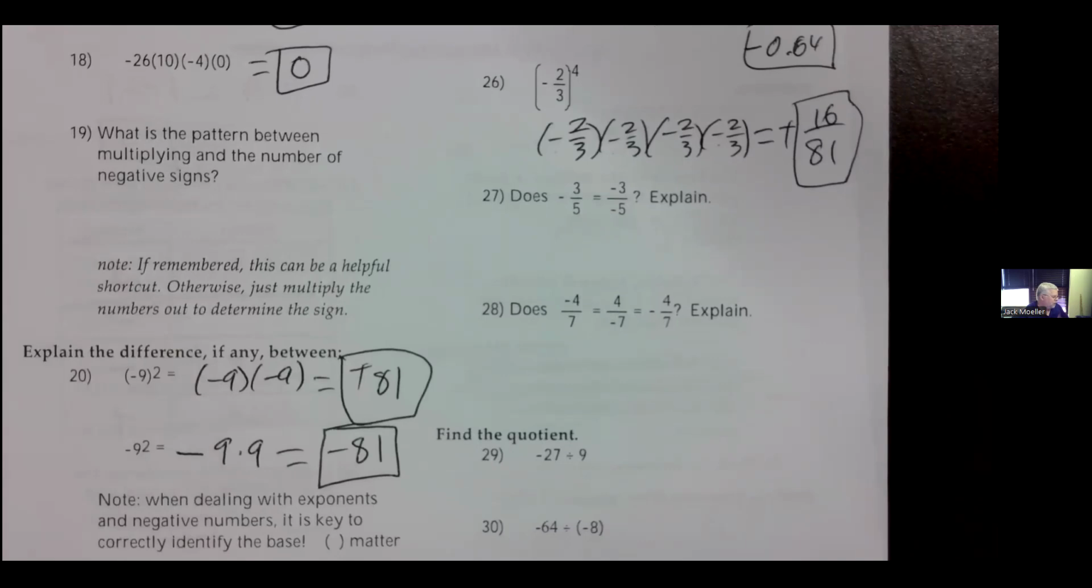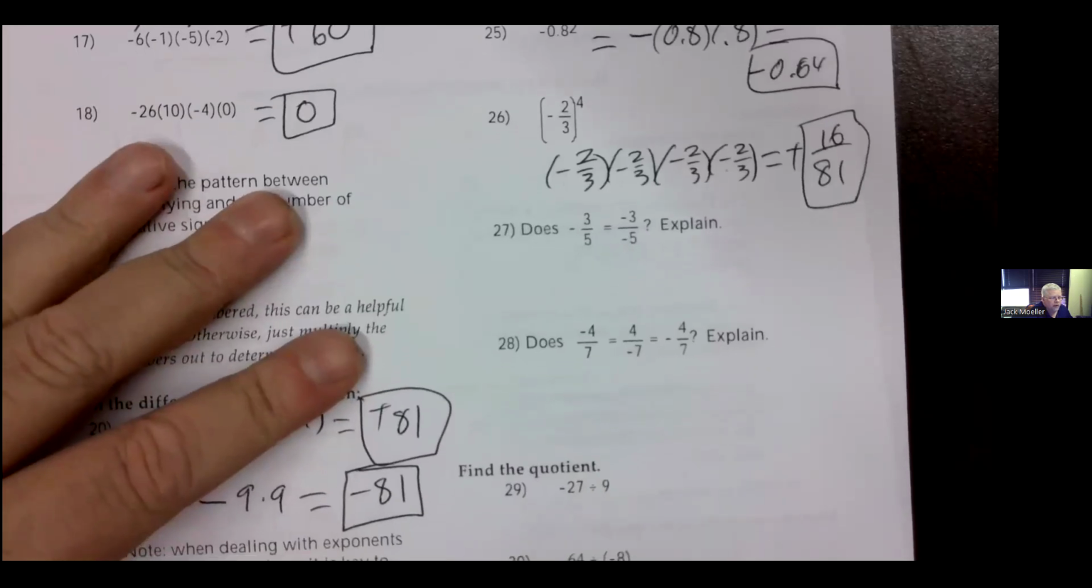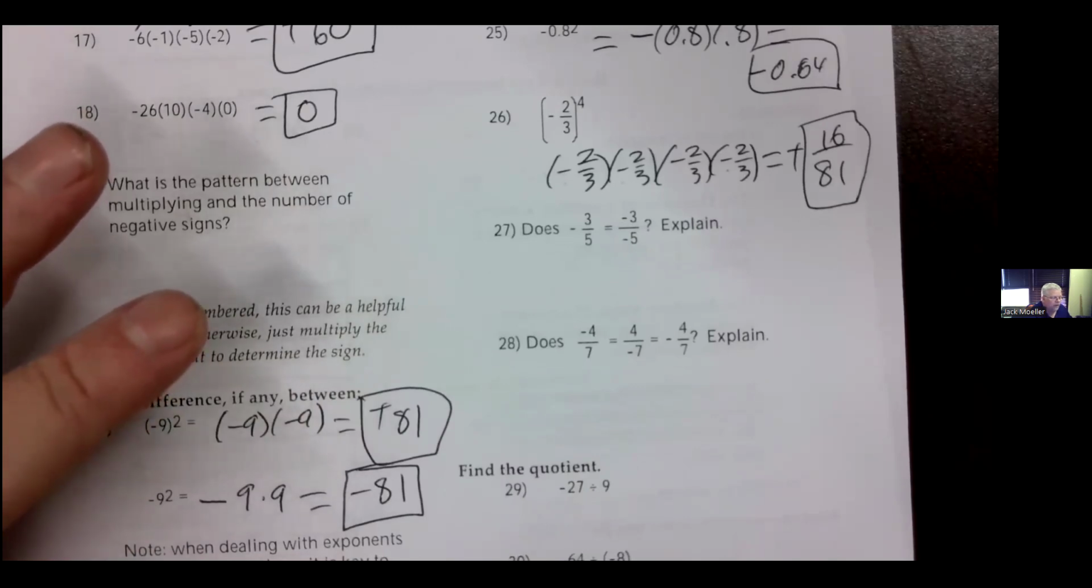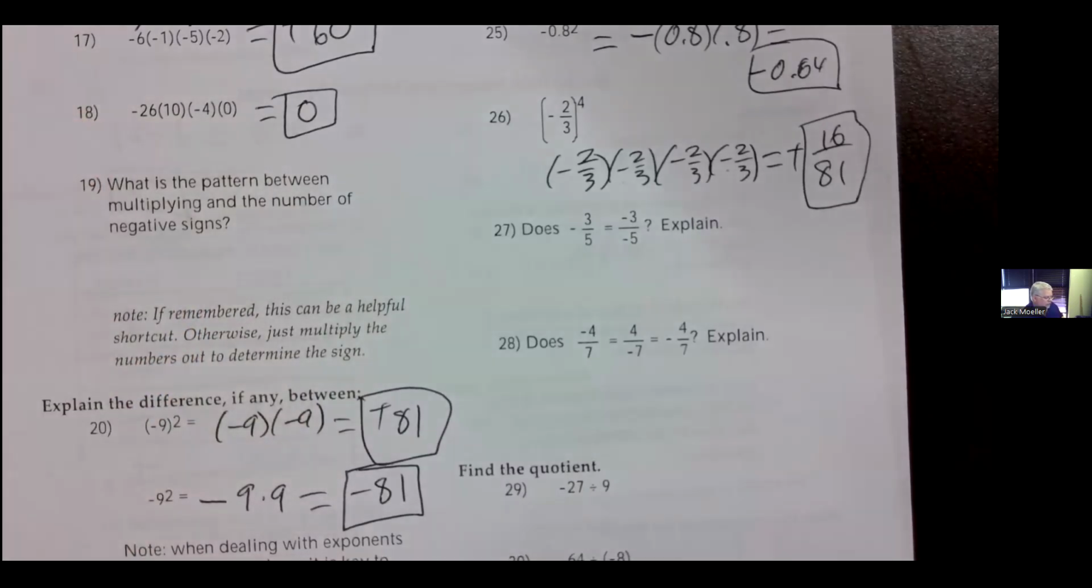All right, so when it comes to division, division follows the same exact rules as multiplication. So usually I don't need to explain a lot about division. The one thing we do need to talk about is fractions. So let's start with 28. So I have here negative 4 over 7. Does that equal 4 over negative 7? And does that equal negative out front 4/7?